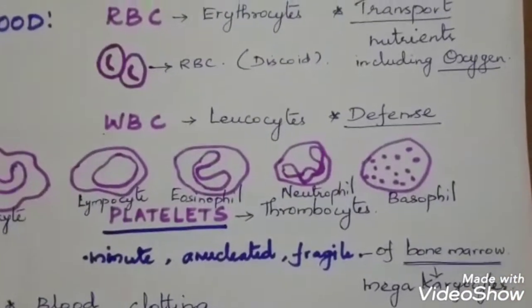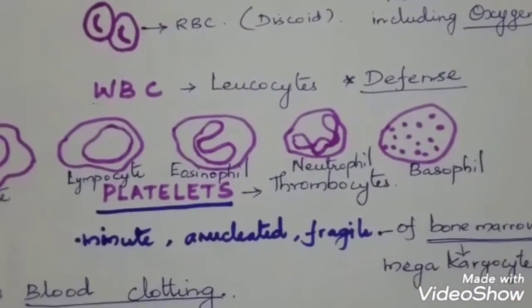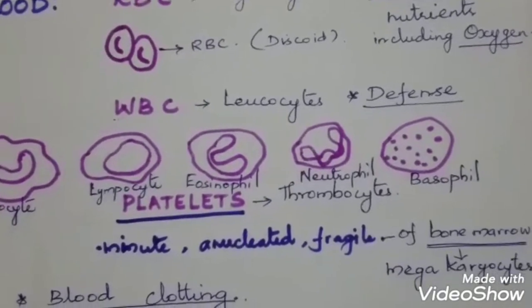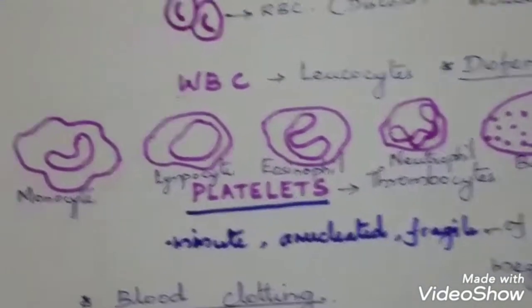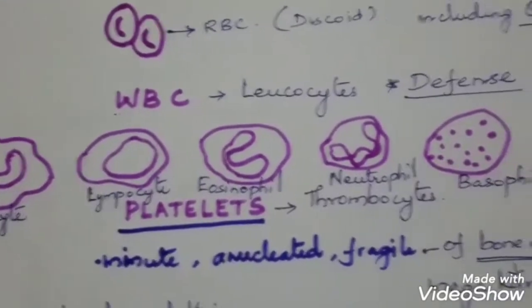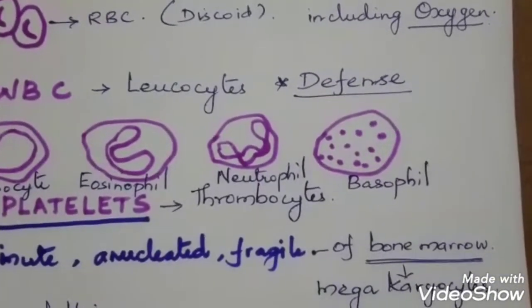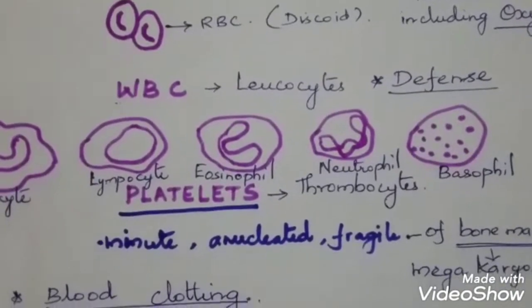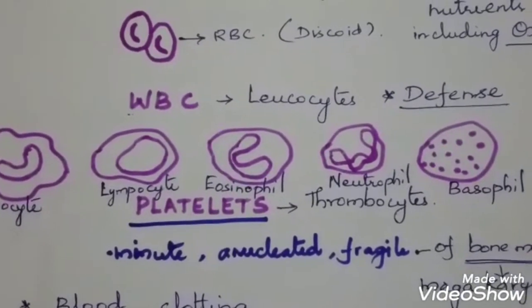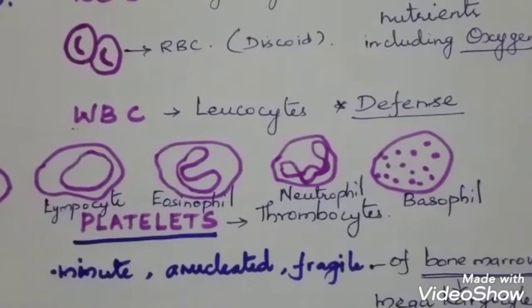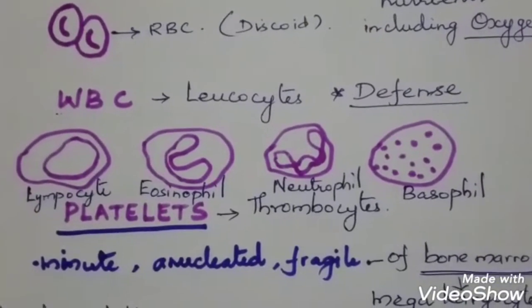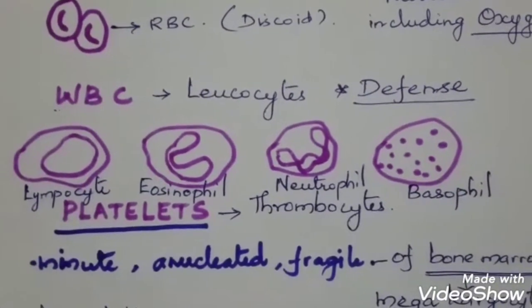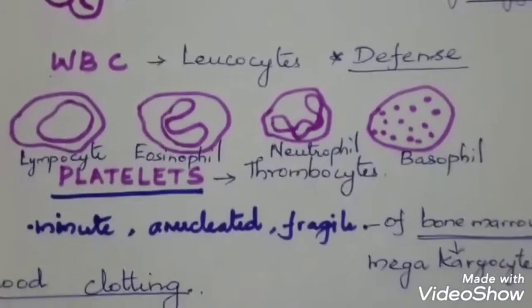And WBC is otherwise known as leukocytes. There are 5 types of cells. They are monocyte, lymphocyte, eosinophil, neutrophil and basophil. Based on the presence of nucleus, this classification is done and their function is defense. They fight against diseases.